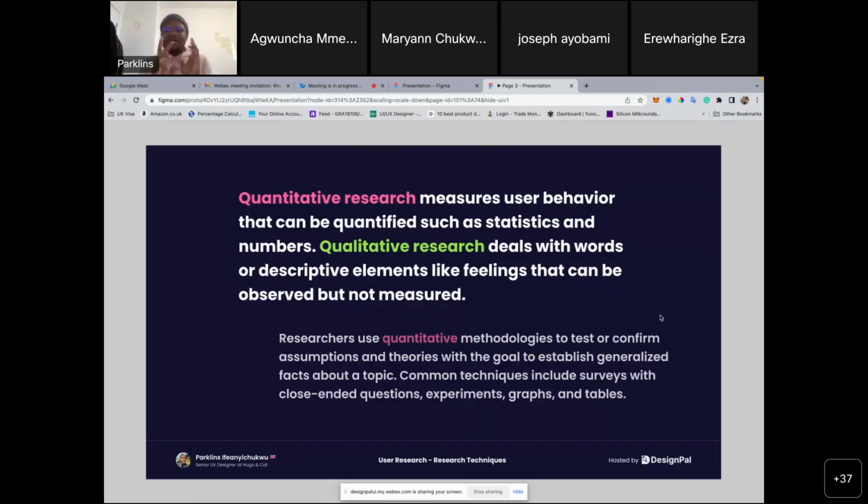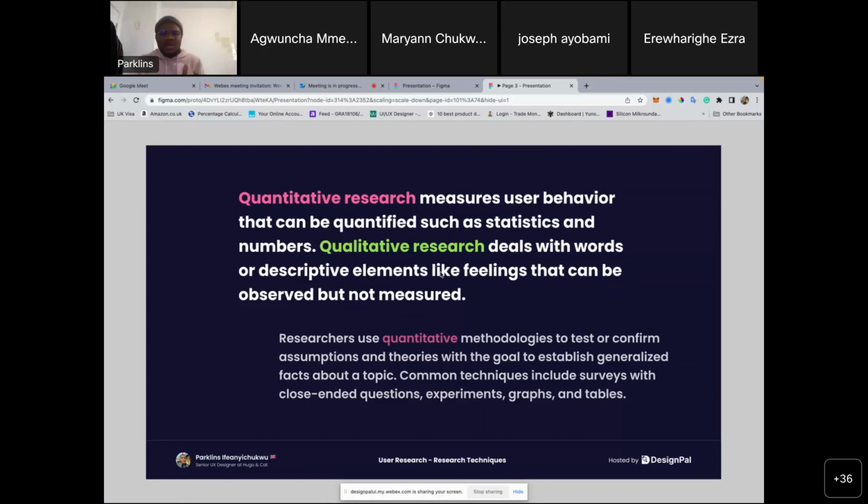So here I talk about how quantitative research helps us measure user behavior that can be quantified, such as statistics and numbers. It gives you a numerical value of what you're researching. How many times does he go to school? 50 times. Oh, he goes to school by bus and comes back by train 20 times. Or he goes every day, 2 months. Numbers, quantifiable statistics and metrics, right?